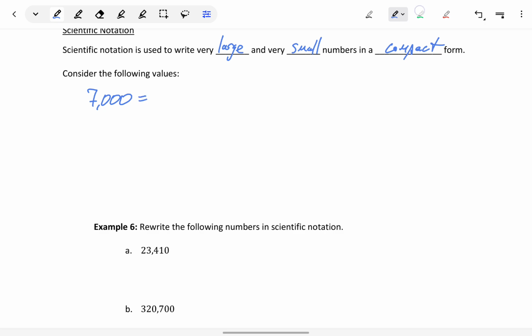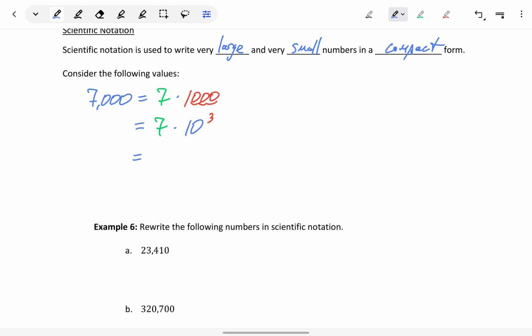We could rewrite this as 7 times 1,000. And we can rewrite 1,000 as 10 to the third power, because there are 1, 2, 3 zeros in that multiple of 10.